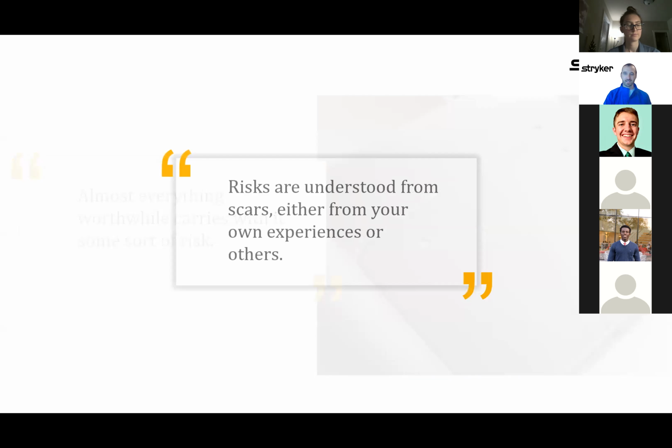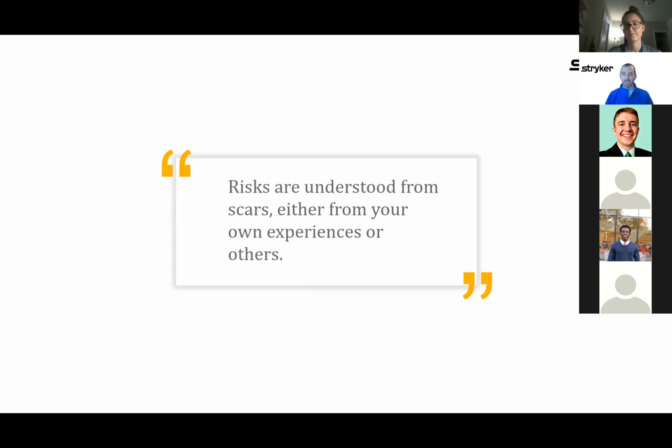So I'll close this with this last slide. This quote I pulled off online. This is something my manager says often. Risks are understood from scars, either from your own experiences or others'. Right? That moment that I was late for that physics exam, I was scarred, man. I will never rely on that bicycle to get to my class again. I'd always make sure I was there 5 or 10 minutes early, because it was miserable.